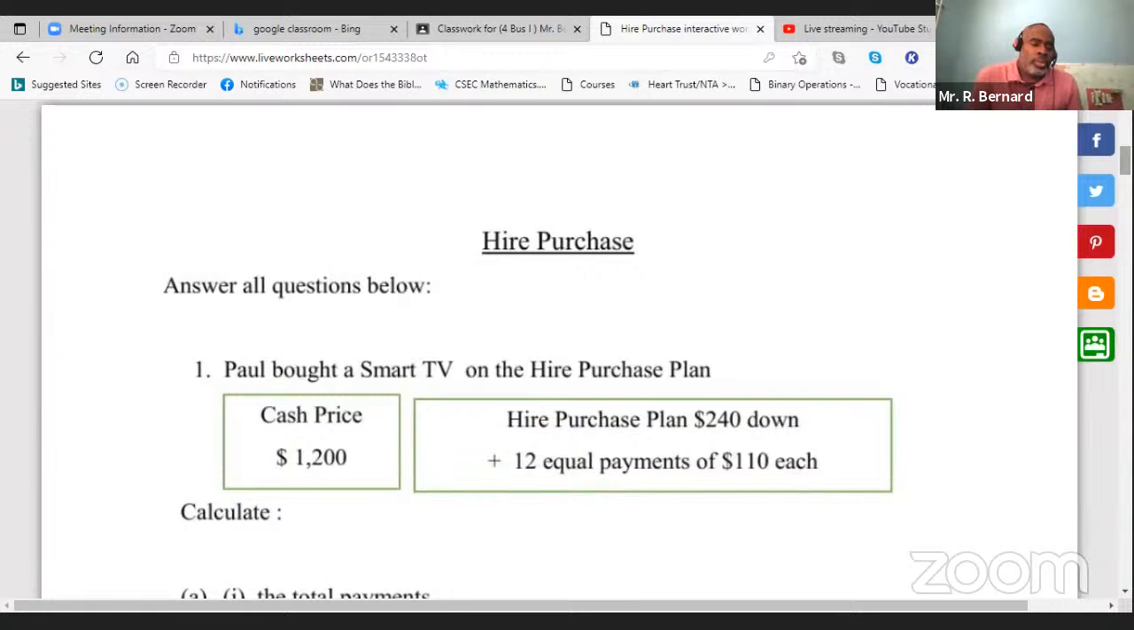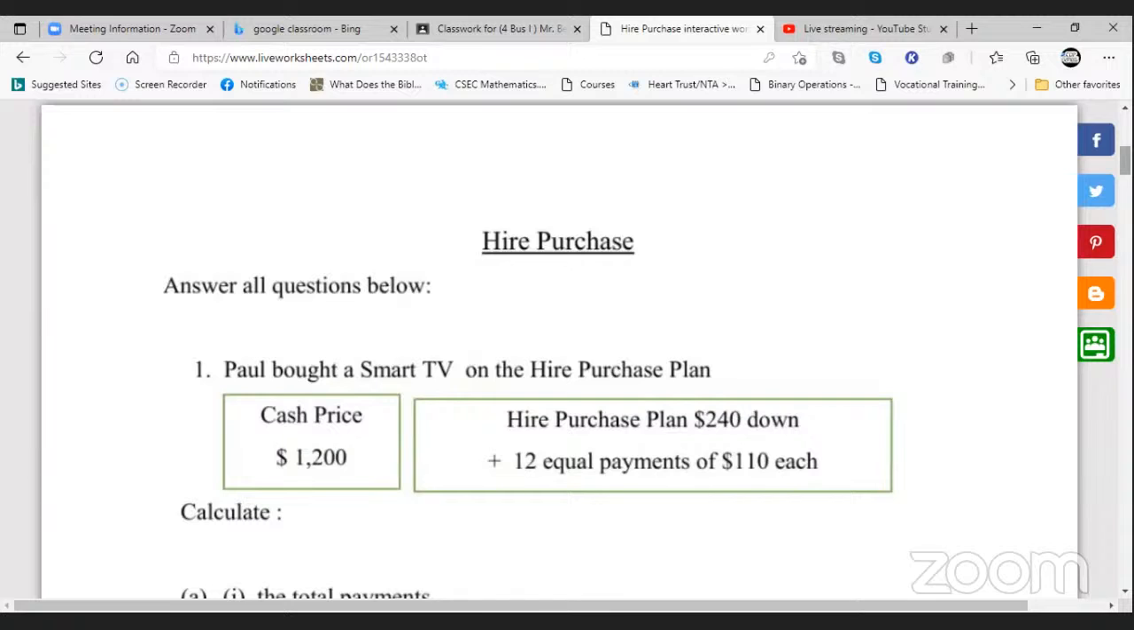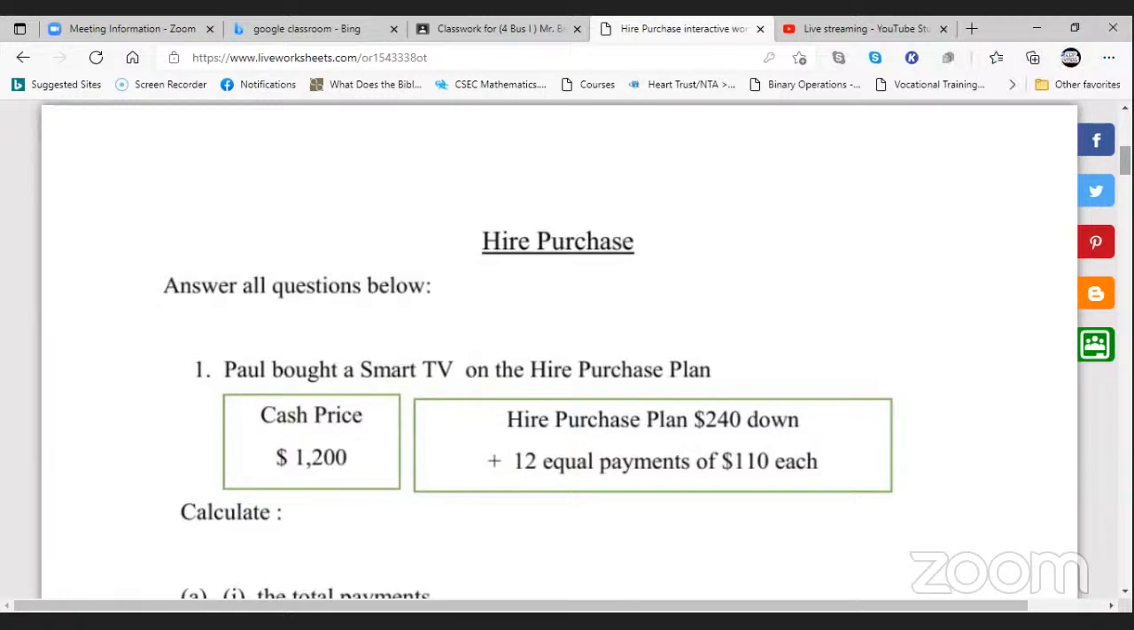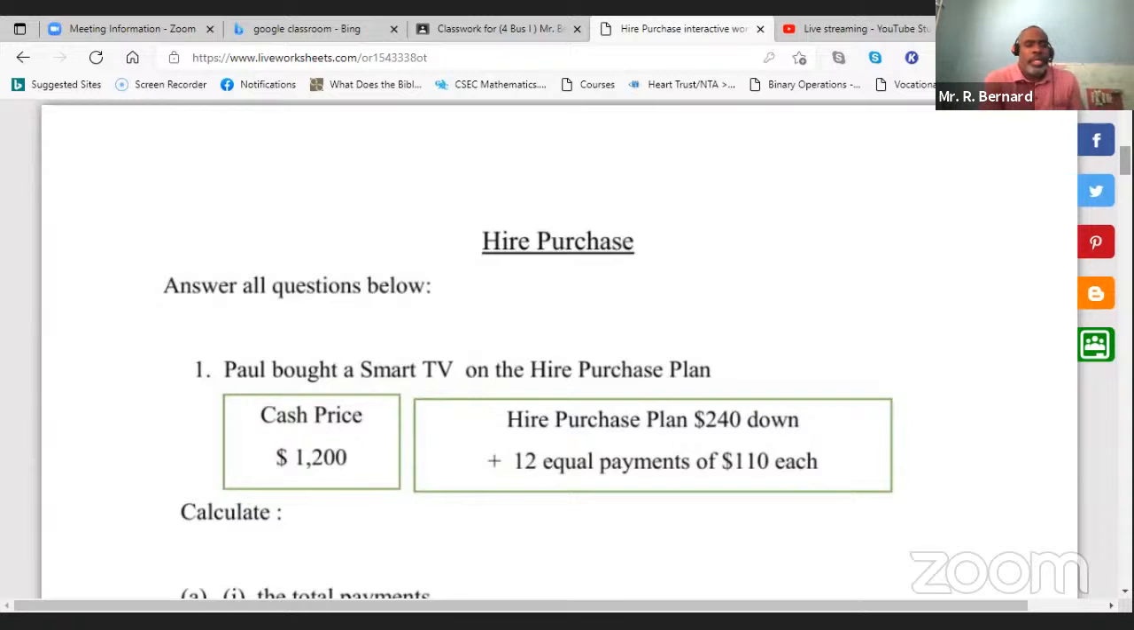Which companies do you know that offer goods on hire purchase? Nobody knows of any companies that offer goods on hire purchase? Anybody? Yes, the question I'm asking is if any one of you know any company that offers goods on hire purchase. Quartz. All right, that's one. Good, Nasheed. Anybody else know another company?